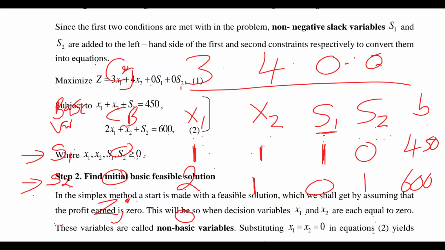Then you go on to the next one again. 0 times 1, 0, plus 0 times 1, 0. That's the ZJ row. Again, 0 times 1 plus 0 times 0 is 0, right? 0 times 0, 0, plus 0 times 1 is 0. Also on the B's column here, you have 0 times 450, 0, plus 0 times 600 is 0. So you're done with the ZJ column. Then you have the last column.